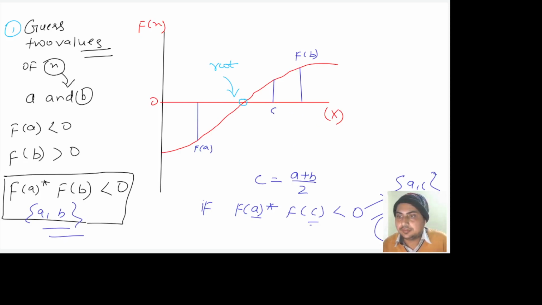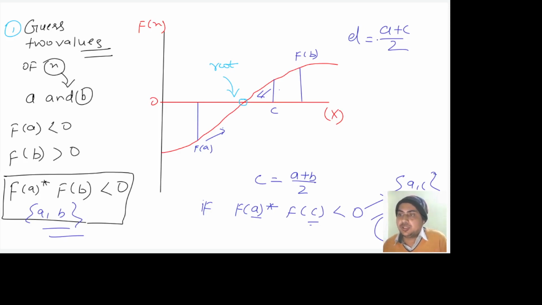So now you can see f of c is positive and f of a is negative. So that means now the interval is between a and c. And gradually you can see here we are approaching towards our solution. Now in the next iteration, again in the interval a and c, we will do a plus c upon 2. Let's say this is d.